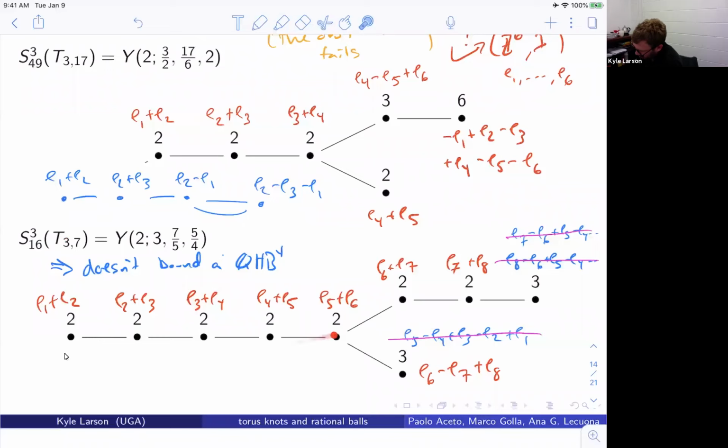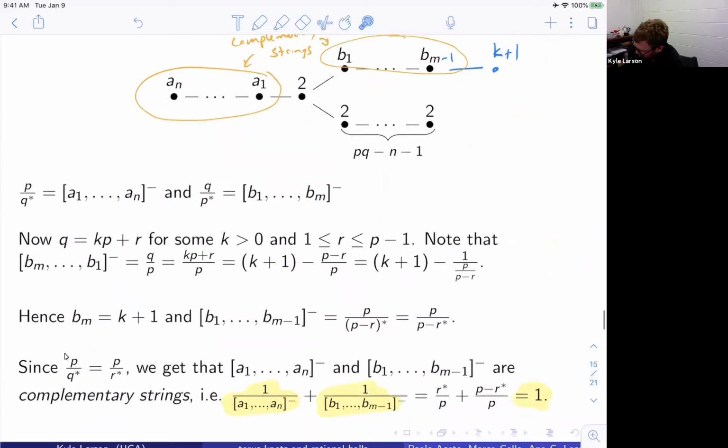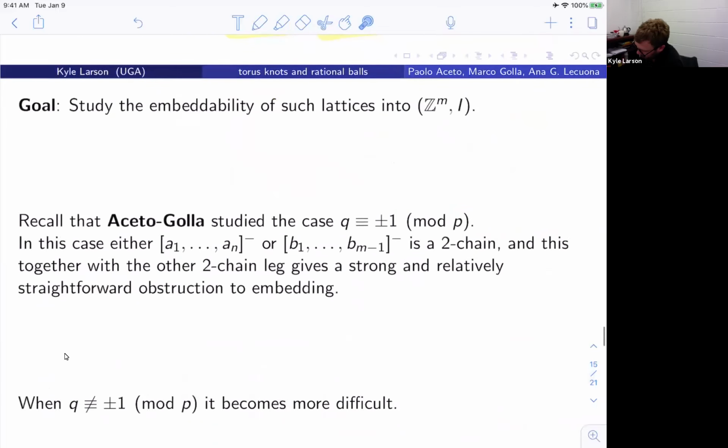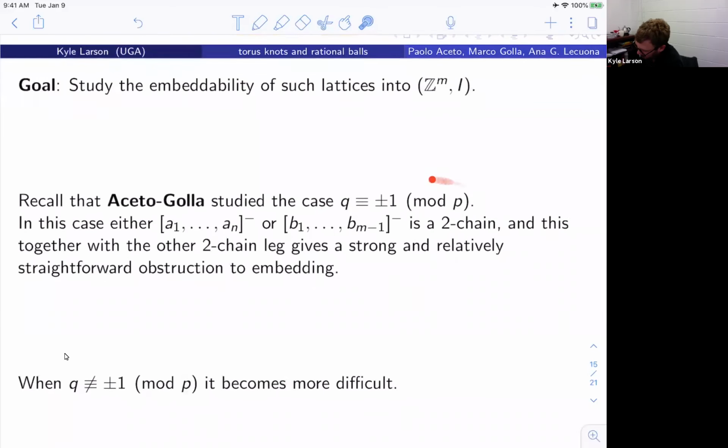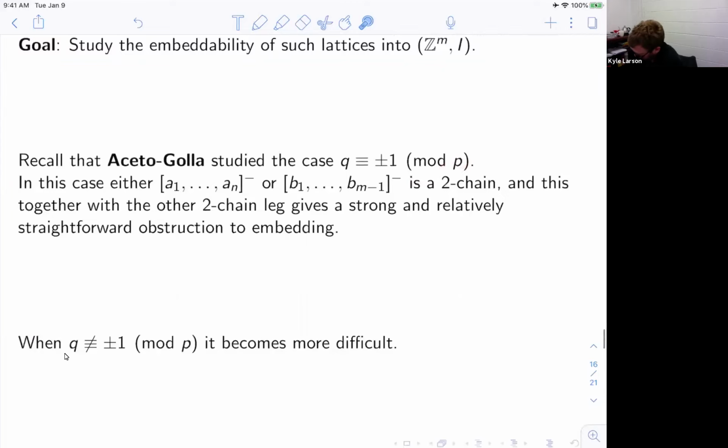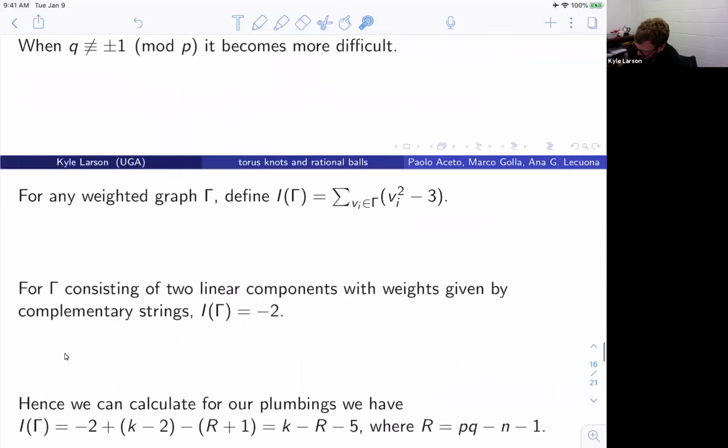As we saw here, this two-chain has a very restricted embedding. If we have a big two-chain, it really cuts down the possible embeddings, and this makes for a much easier analysis. So a long two-chain provides a strong and relatively straightforward obstruction. That was why they assumed this condition, right? This is why it was a simplification. When q is not congruent to plus or minus 1 mod p, the analysis becomes more difficult. And I want to tell you a bit about the strategy.